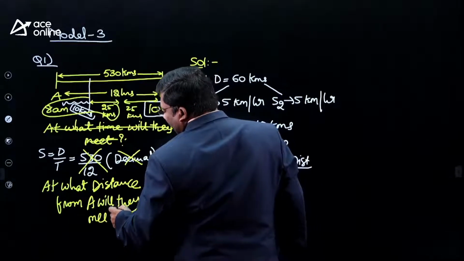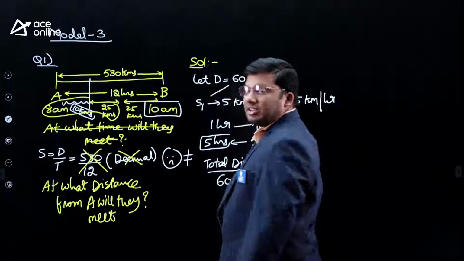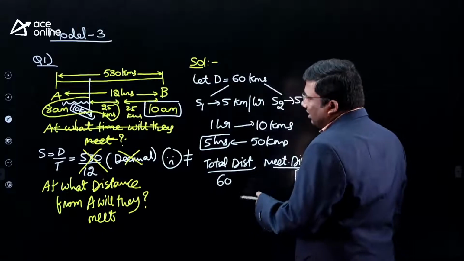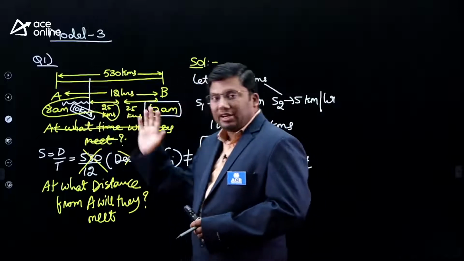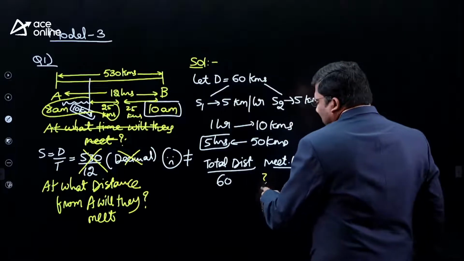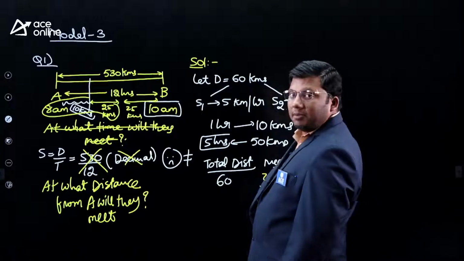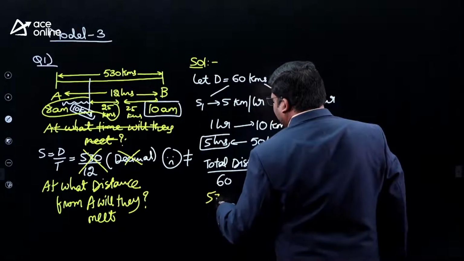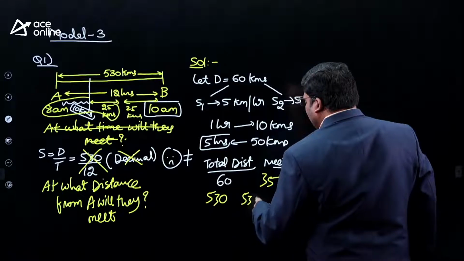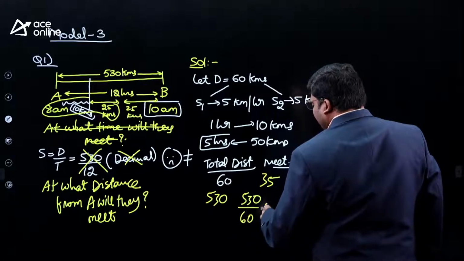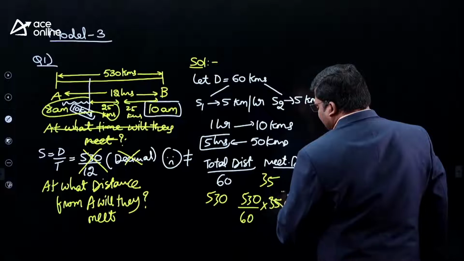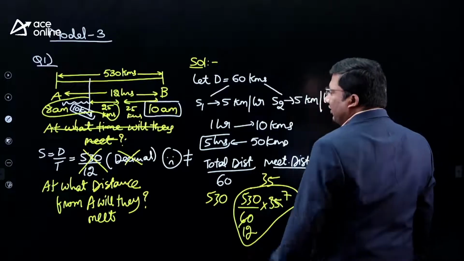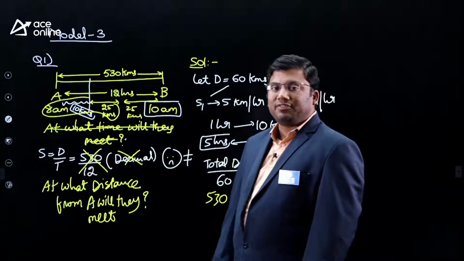We already did the time questions, so let us not waste our time on that one. So, at what distance from A will they meet? Already 10, then 25. So, if the total distance is 60, the meeting distance is 35. But according to the question, it is 530. So the answer will be 530 by 60 into 35, which is 7 by 12 of 530.